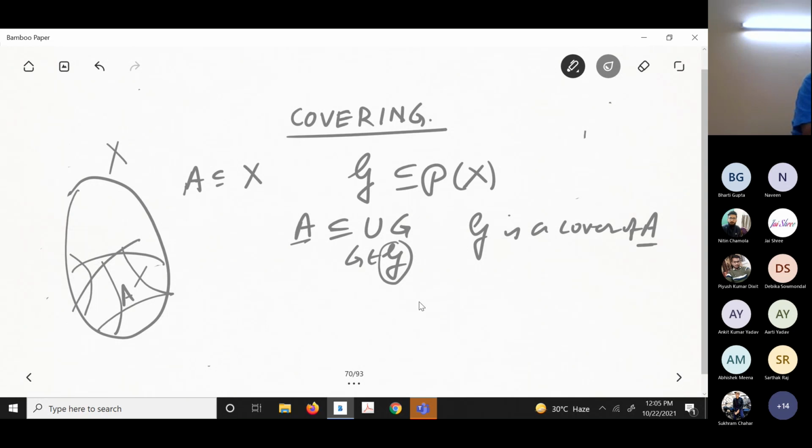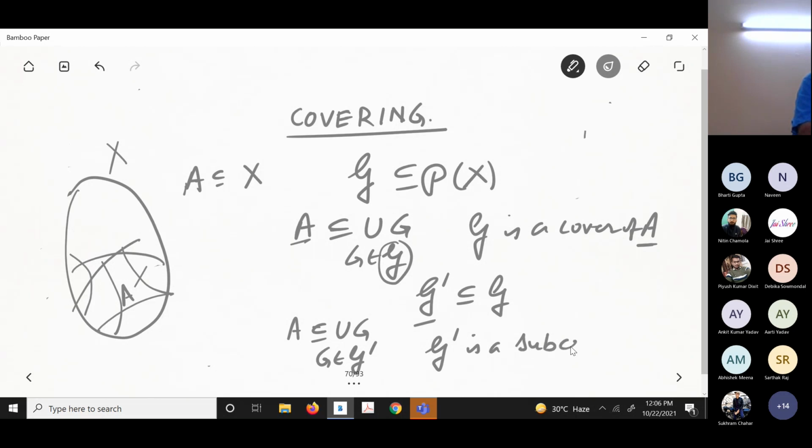Now subcover. Suppose G prime is a subset of G, that means every member of G prime is a member of G, not necessarily the other way. And still G prime covers A. Then we say that G prime is a subcover of G, of course for A. That I said before, but this is linear, you can define.